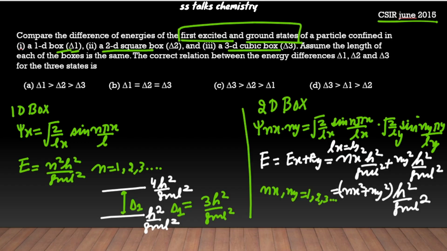Now for the various energy levels, the ground one has nx and ny both equal to 1, and the energy will be 2h square upon 8 m L square. The next higher level is going to be doubly degenerate, where you can keep nx as 1 and ny as 2, or nx as 2 and ny as 1. These are both degenerate, meaning they yield the same energy, which is 5h square upon 8 m L square. Now the difference between these two levels is delta 2.